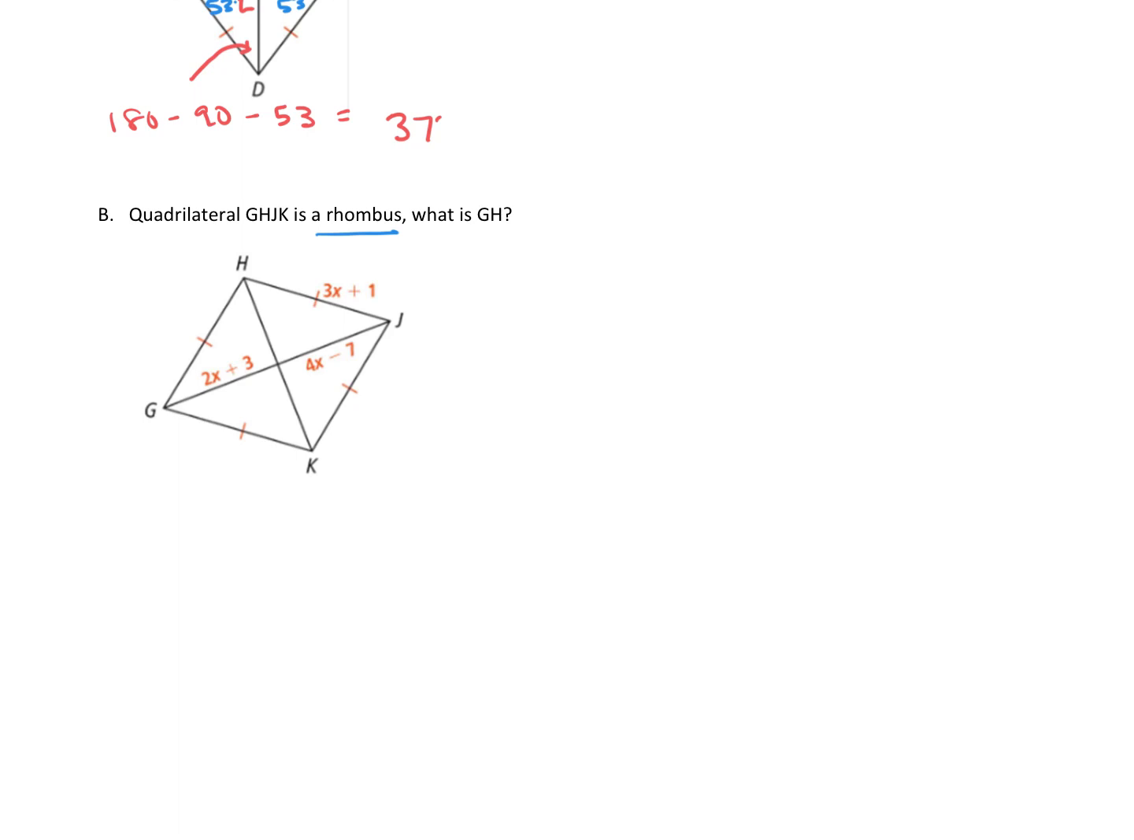Well, one thing we learned about a rhombus is that the diagonals are bisected. That helps us because we have this diagonal right here. If this diagonal got bisected, that means that this half is congruent to this half, and there's our equation right there. We can say that 2x plus 3 is equal to 4x minus 7. The diagonal got bisected, so it splits it into two congruent halves, and we can write an equation from that.